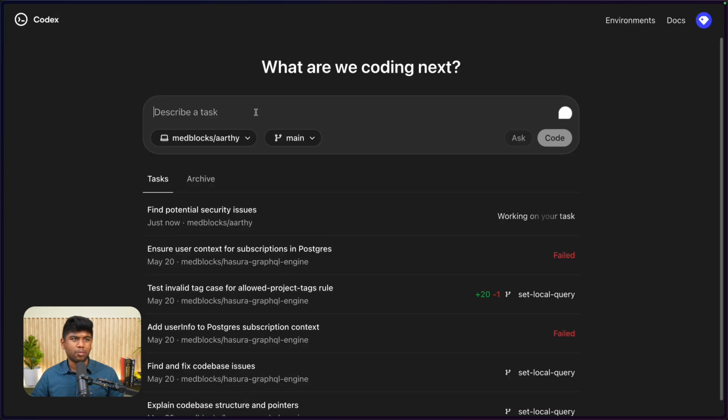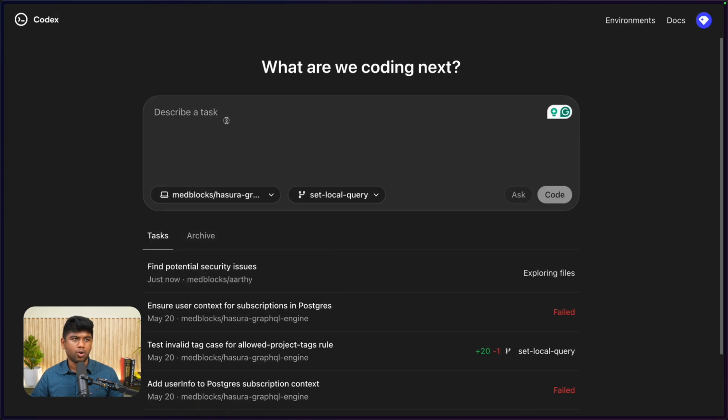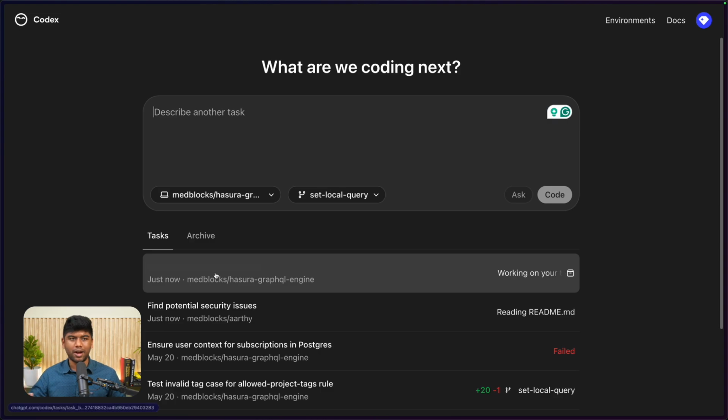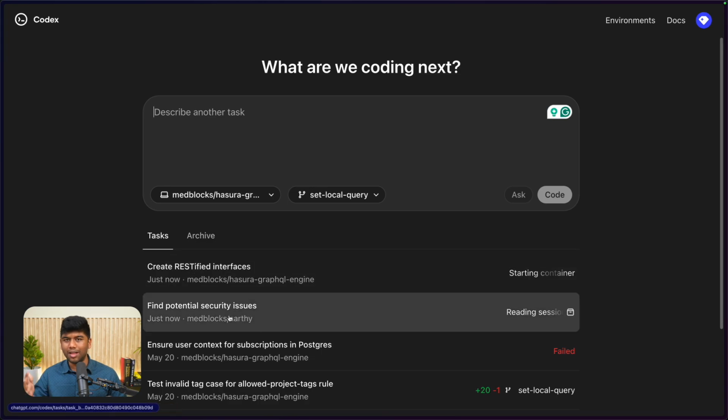Now, while this is happening, I can say, okay, you know what? I want to open up another repository, and then I can say, I want to make RESTified interfaces. So this is just another feature that we are working on. We're forking a bunch of different things, but then I can just ask it to code, and it will just go ahead and start doing that activity, and I can at any point see what is happening with that particular task.